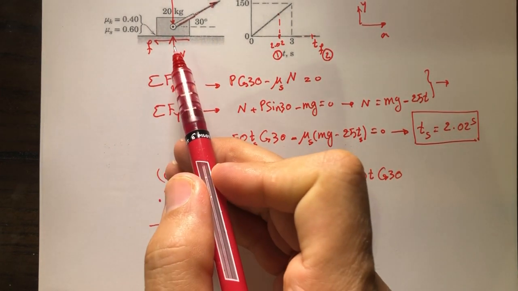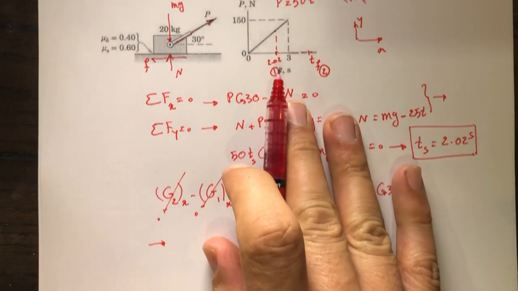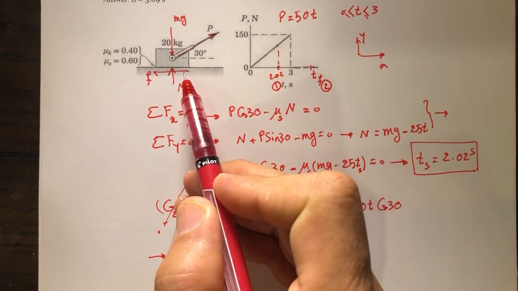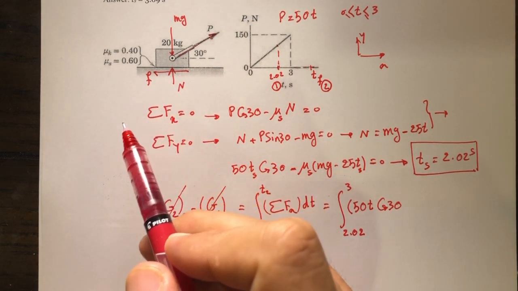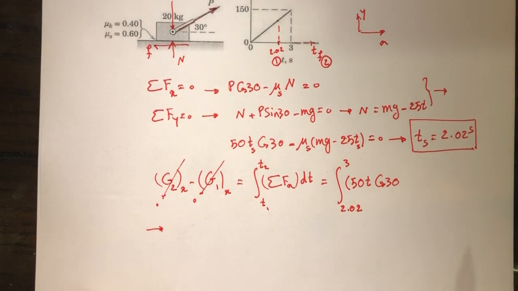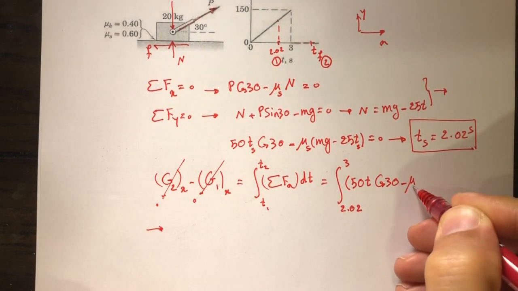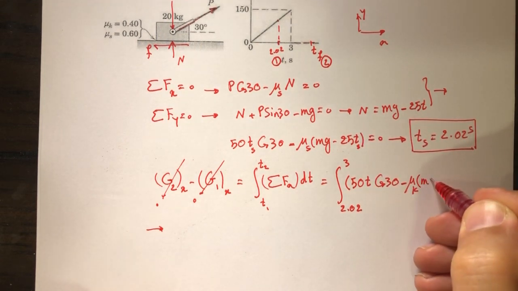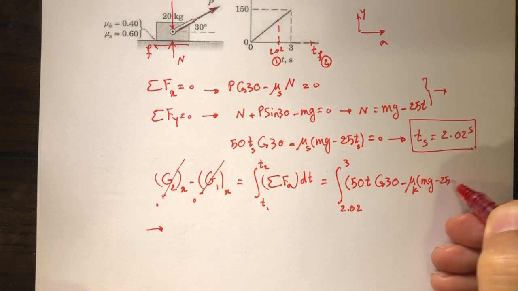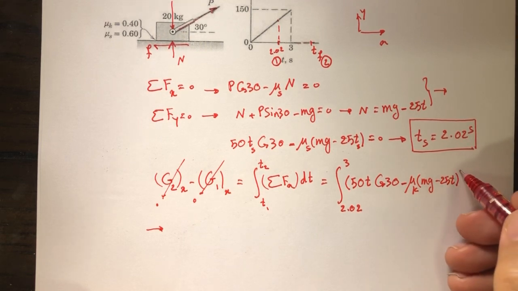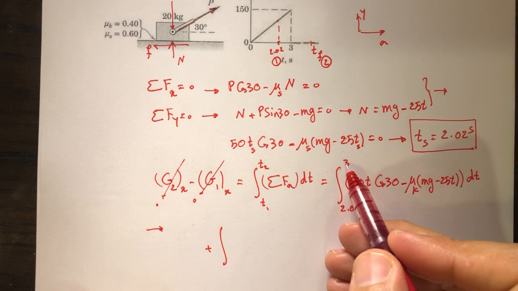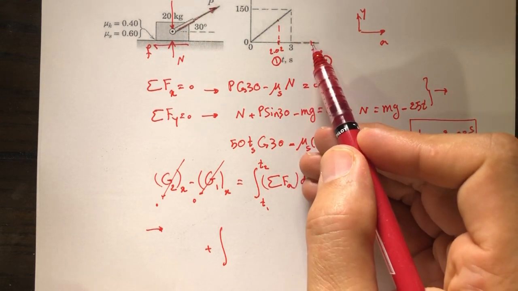minus the friction force. Now, because it is slipping from here to here, the block is moving, right? And because of that, the friction force is going to be mu k times N. So we are going to have minus mu k times N. From this equation, we know N is equal to mg minus 25 times t. So this is the sum of the forces in the x direction times dt. Plus, from t equal to 3 to the final time.